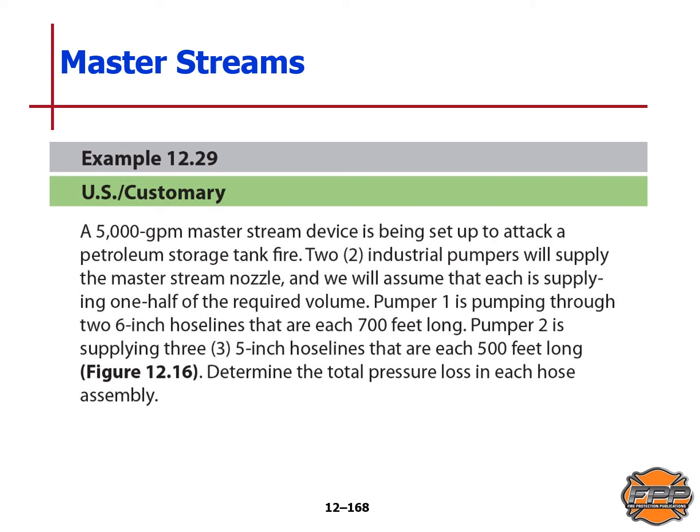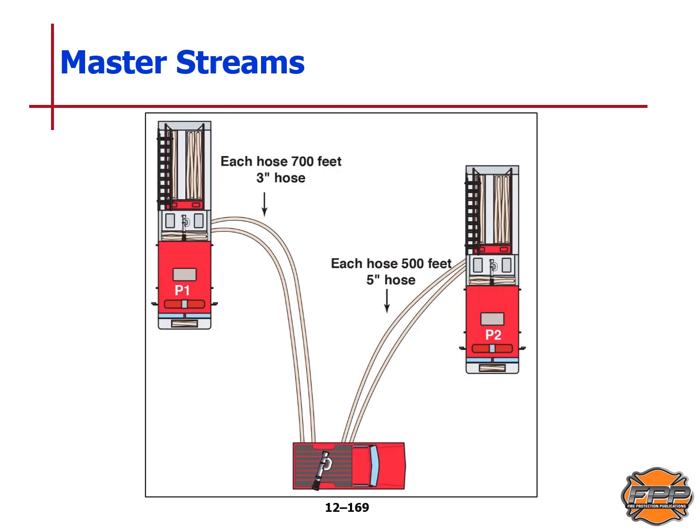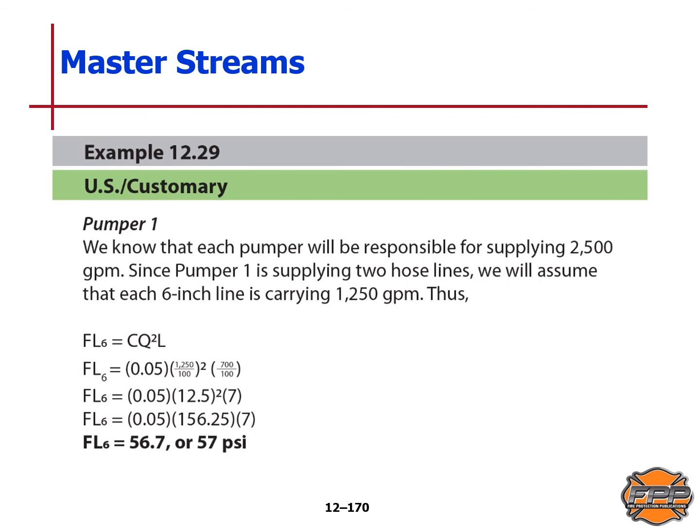Determine the total pressure loss in each hose assembly. Here's your illustration. You've got one pumper, each hose at 700 feet of 6-inch hose, and your other pumper, with each hose of 500 feet at 5-inch diameter. So let's look at pumper 1.